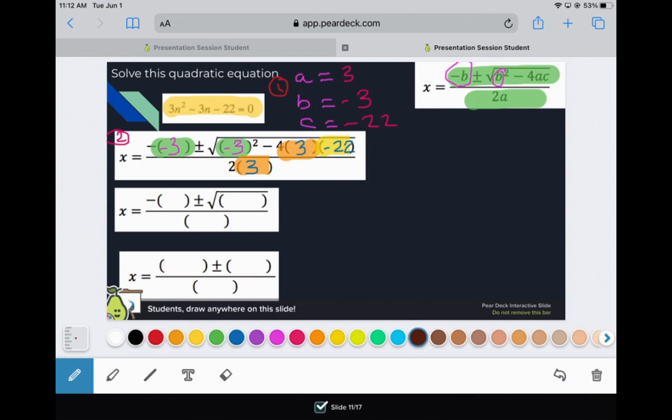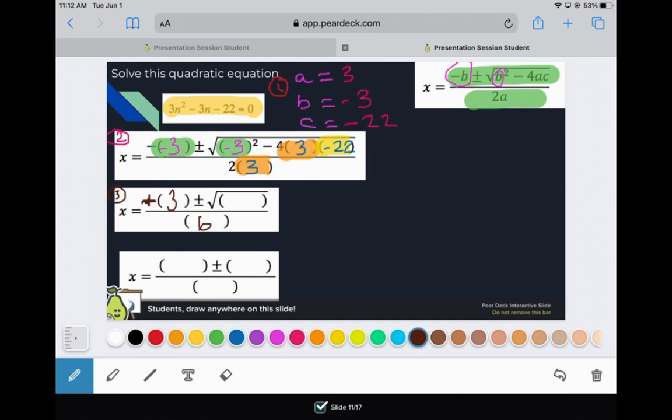Okay. Now we will get to step 3. For step 3, what we're going to do is simplify as much as we can under the square root. Here, I have minus negative 3, so that's turned into positive 3. So instead of negative, now it's positive 3. On the bottom, I have 2 times 3, which gives me 6. So I'm just trying to simplify as much as I can, right?